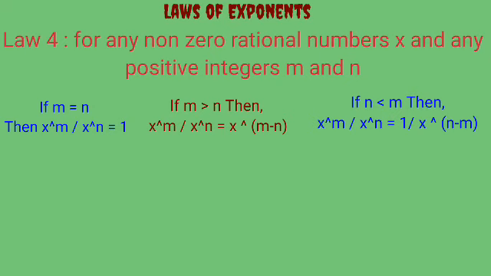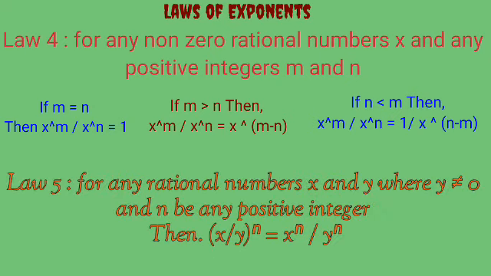Now law 5 is basically the converse of law 4, where the power of a fraction is equal to the power of the numerator divided by the power of the denominator. So algebraically, if I say x by y whole to the power n is equal to x to the power n divided by y to the power n.